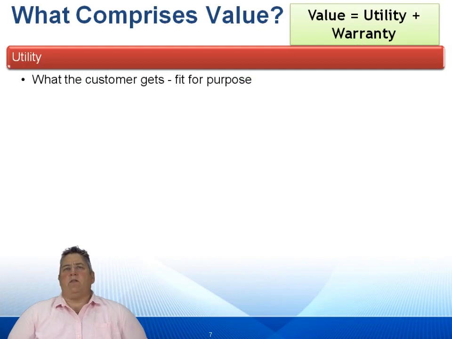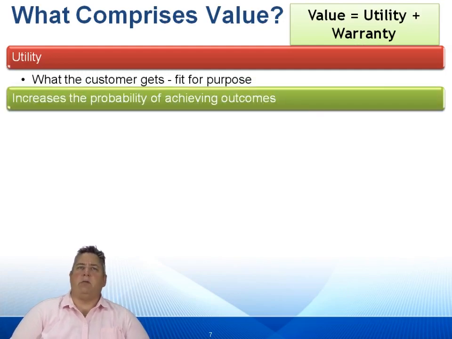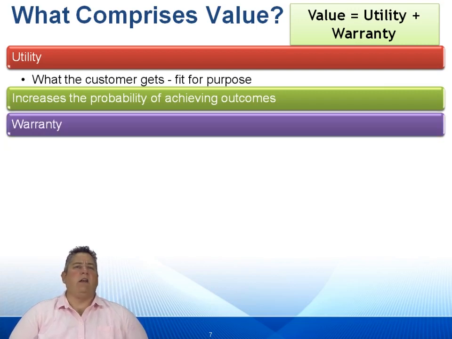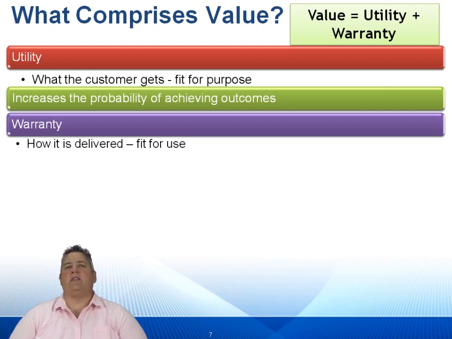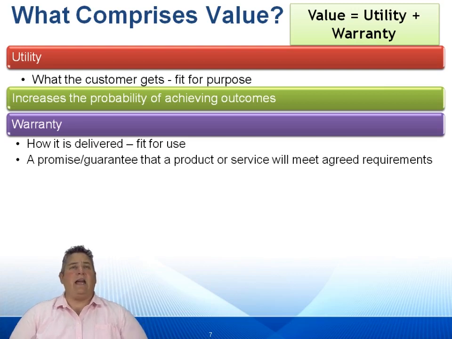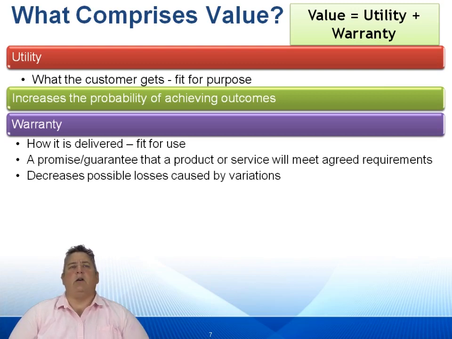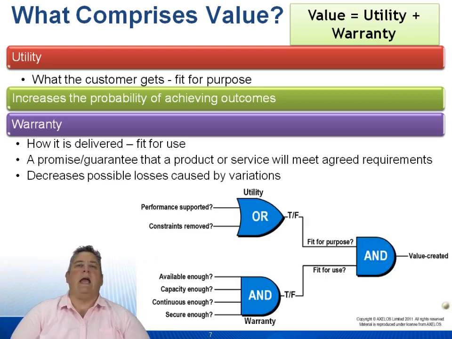So we talk a little bit more about value. We know it's utility and warranty. Utility is what the customer gets, meaning it's fit for purpose. So it increases the probability of achieving outcomes. Utility, very important. Warranty, on the other hand, is how it's delivered, whether or not it's fit for use. When something has a warranty, it kind of has a guarantee that that product or service will meet the requirements. So the warranty also will decrease the possible loss caused by variation, meaning we have a set of parameters that are going to be met, and then that will deliver as agreed.